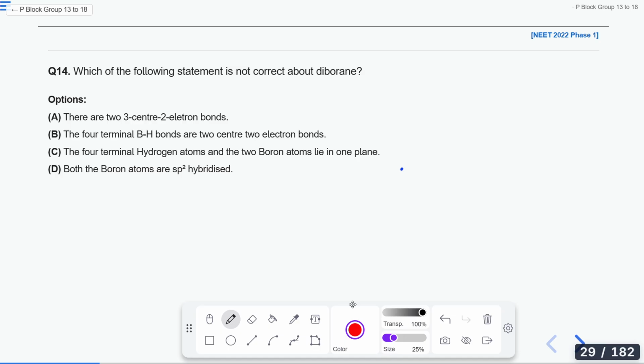So Badri is telling D. Selvi is telling D. Sasi is telling D is the correct answer.